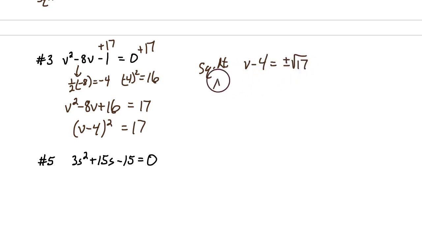Now to get v alone, we have to add 4 to both sides. So we have v equals 4 plus or minus the square root of 17. This is actually two answers. You can leave them in this compact form, which shows both answers together, or you could separate them. One time using the plus sign, and the other time using the negative sign. If you need to get a decimal, you could type both of those problems in the calculator to find the answer as a decimal.